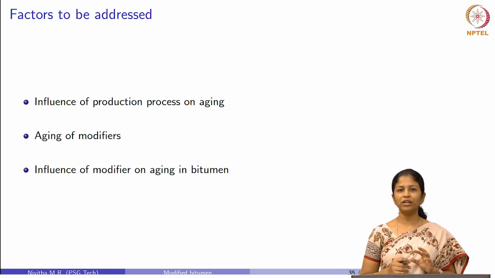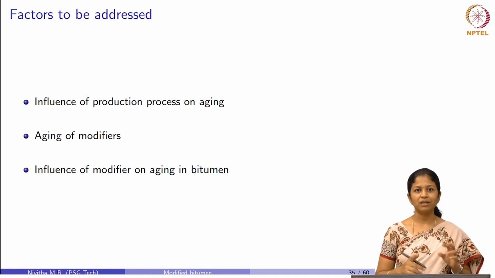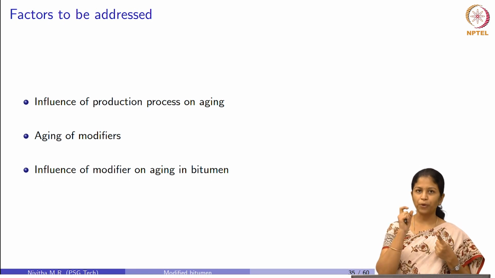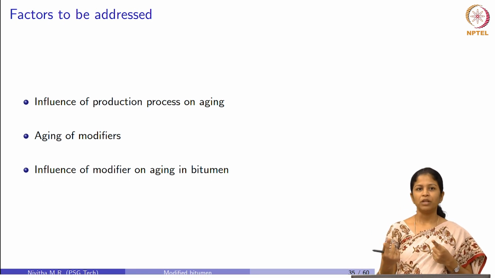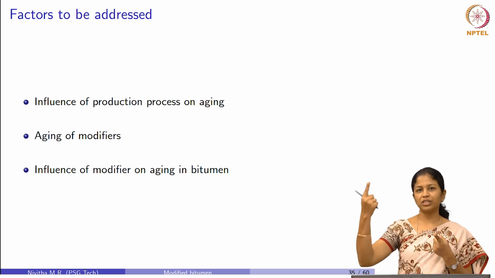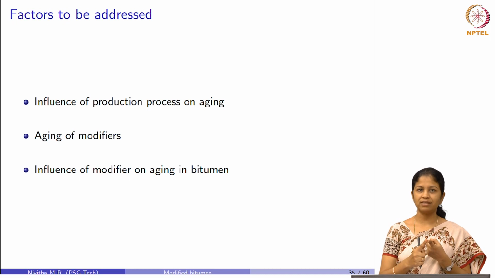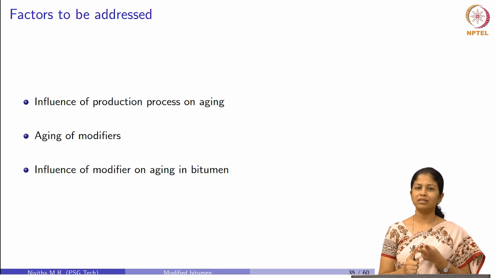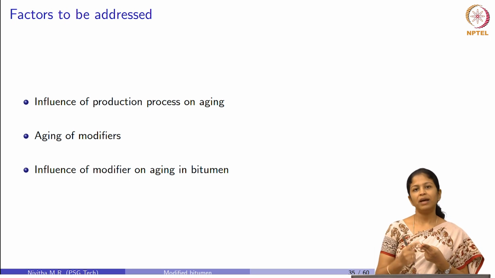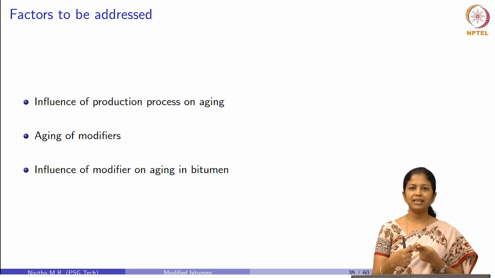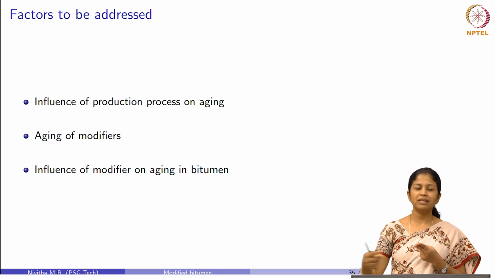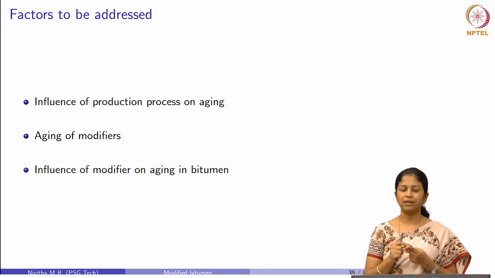So, this we are going to now look at under three heads. One is the influence of production process on aging. Is there any aging that happens? Because we have seen that bitumen is subjected to high temperatures above 150 degrees Celsius, we can also expect an oxidation process to happen in the case of the base bitumen itself. In the case of the modifier, we see that there is breakdown of all these units and there is also some amount of aging which happens in the modifier itself.